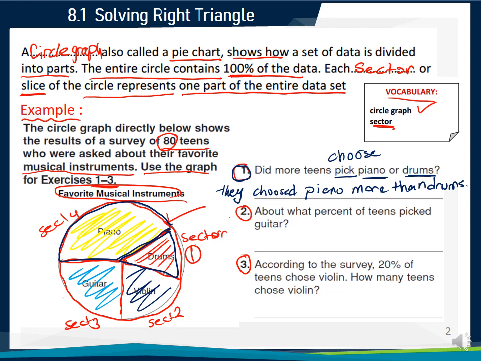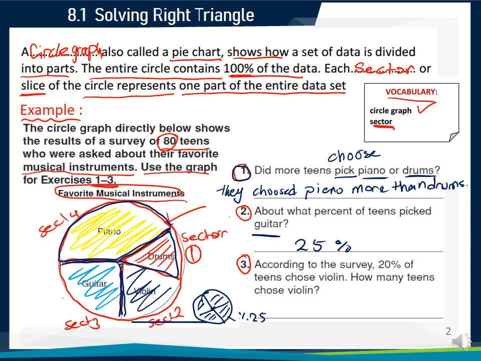Second one, about what percent of teens picked guitar? This is the guitar. About how many percent chose it? If you have one circle and divide it into 4 parts, 4 sectors, sector 1, sector 2, sector 3, sector 4, each sector is 25%. So this is about 25%. This is approximate, we don't know exactly, but about 25%.